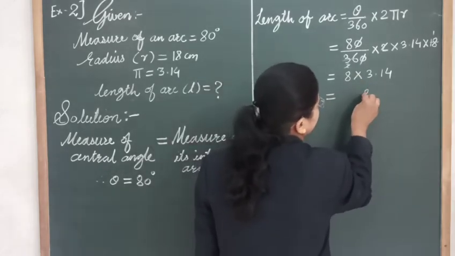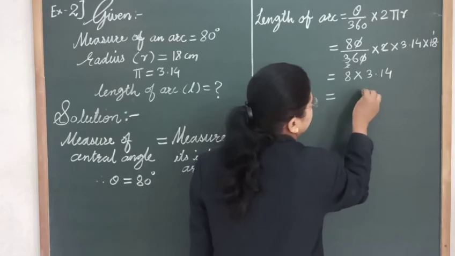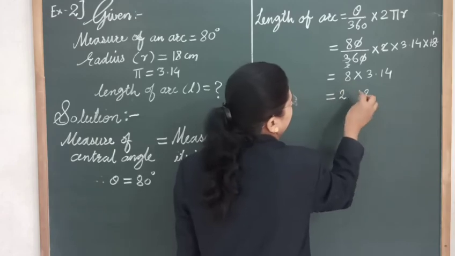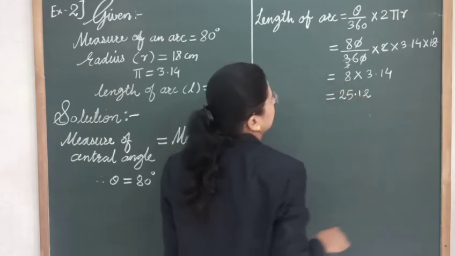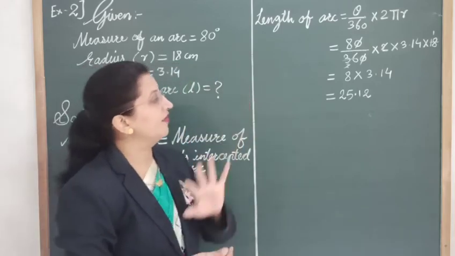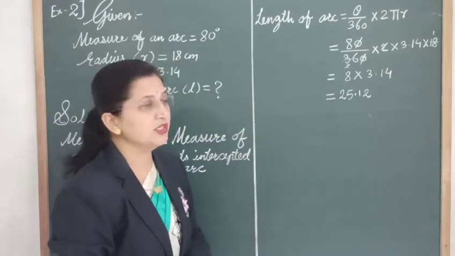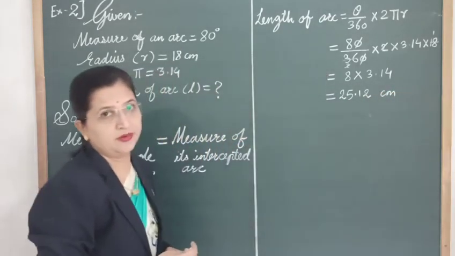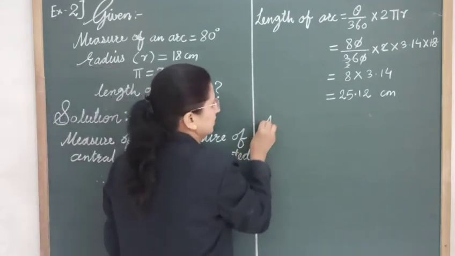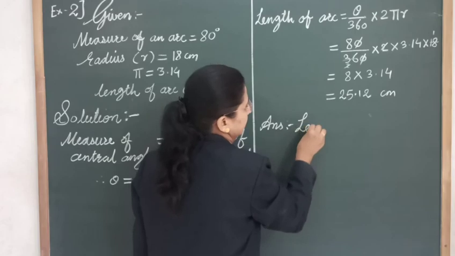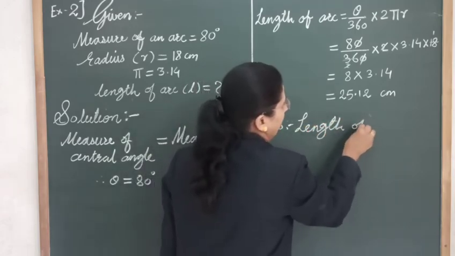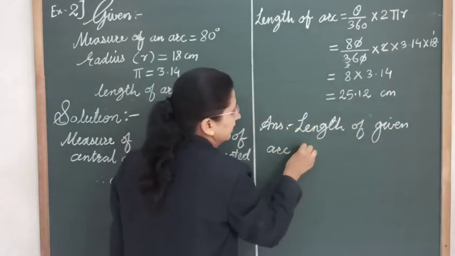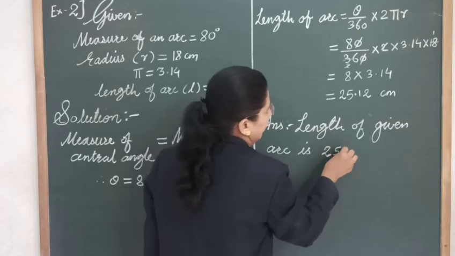Okay, so let's multiply this. So 8 4s are 32, carry 3, then 8 1s are 8 and the carried 3 gives 11, carry 1, then 8 3s are 24 and 1 gives 25. Okay, so in this way we'll get the length of the arc as 25.12. As it is a length, the unit will be centimeter. Okay, so let's write down the final answer. Therefore, the length of the given arc is 25.12 centimeters.